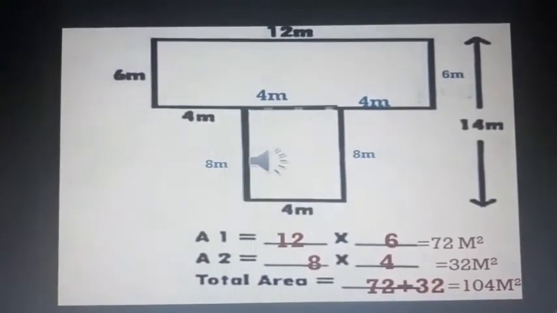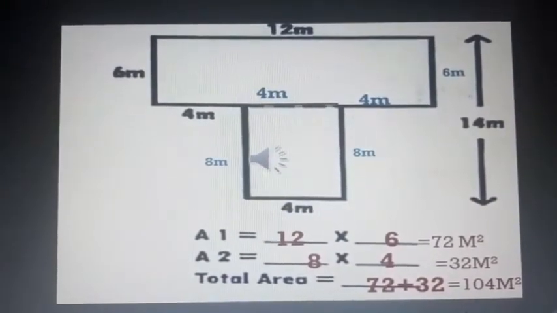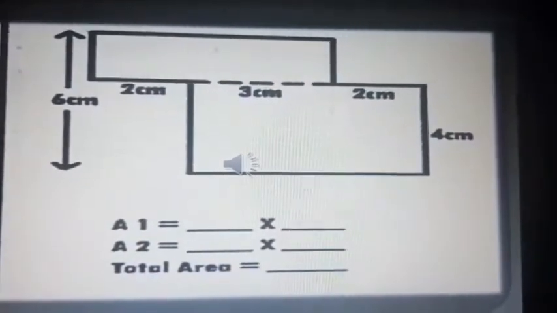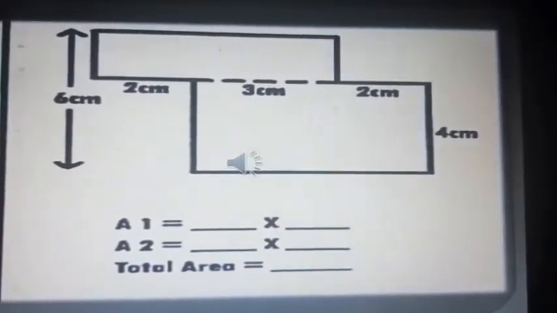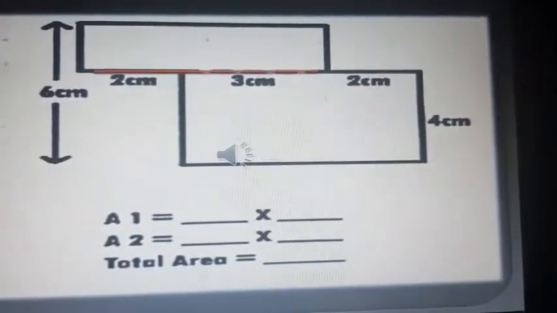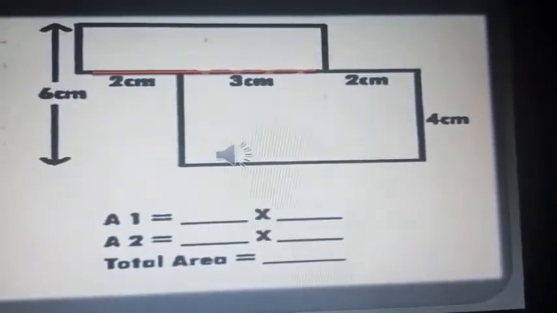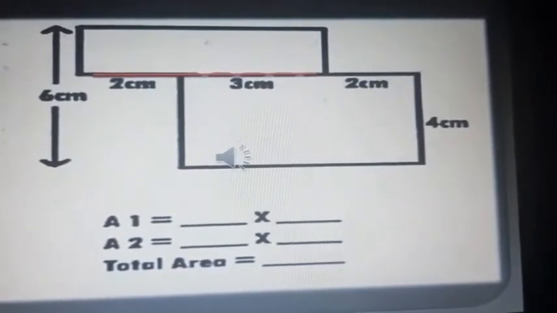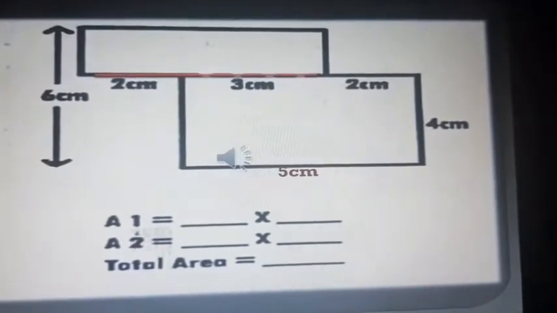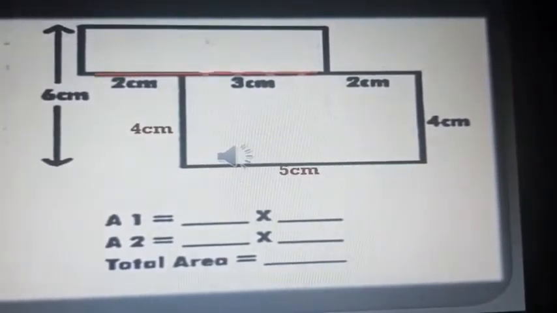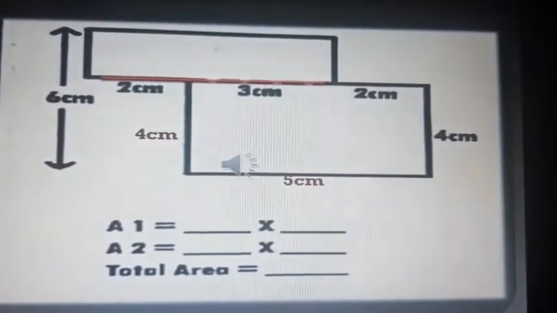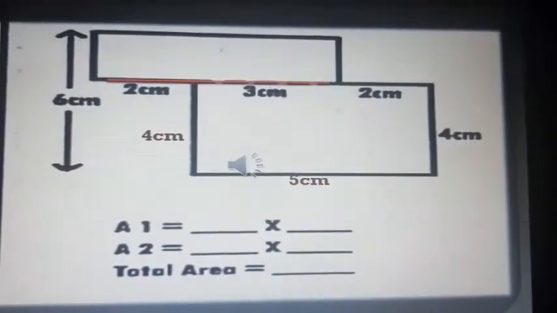The next, okay, this shape, I have a line here to get the two regular shapes. Here, this line equals 2 and 3 centimeters, so it equals 5 centimeters, and the opposite equals 5. Okay, here I have the width 4 centimeters, so the opposite equals 4 centimeters.